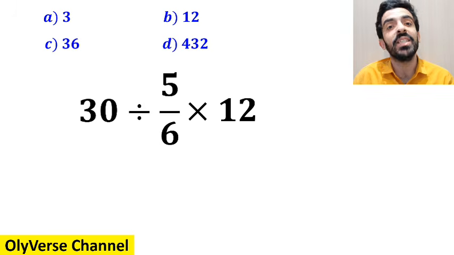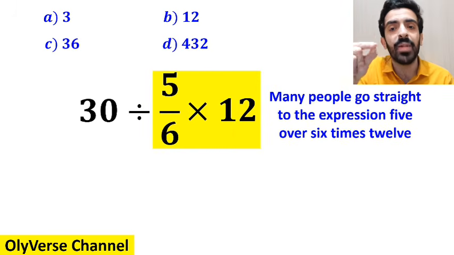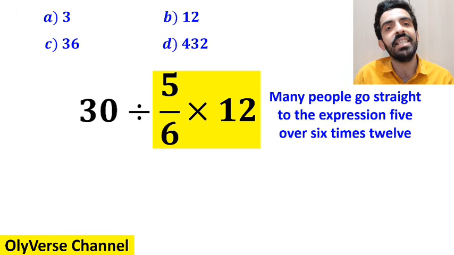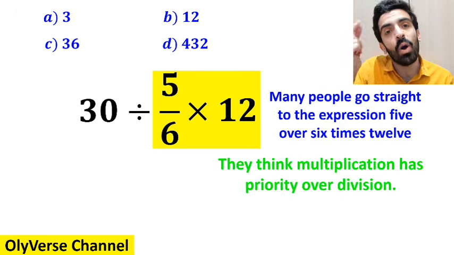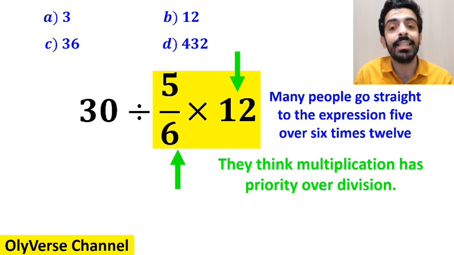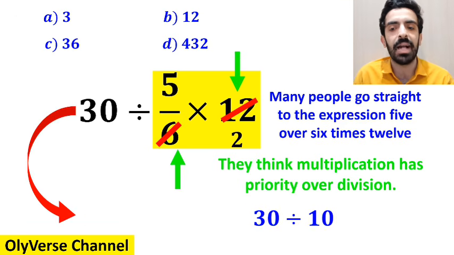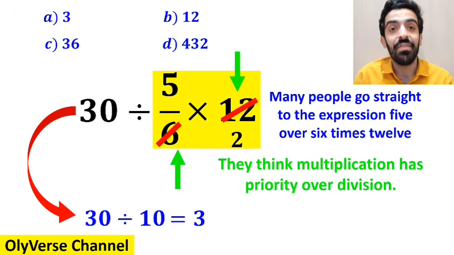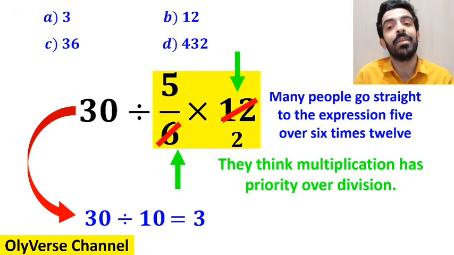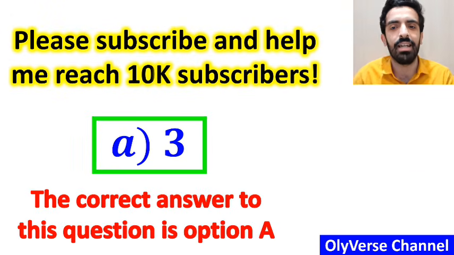At the beginning of solving this question, many people go straight to the expression 5 over 6 multiplied by 12, which I have highlighted in yellow, because they think multiplication has priority over division. And they say it's easy to simplify 12 with the 6 in the denominator and write this expression as 30 divided by 10, which finally gives them the answer 3. Then, without any hesitation, they immediately say that the correct answer to this question is option A.